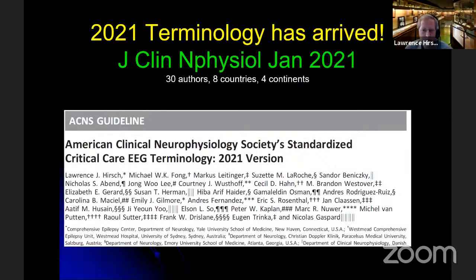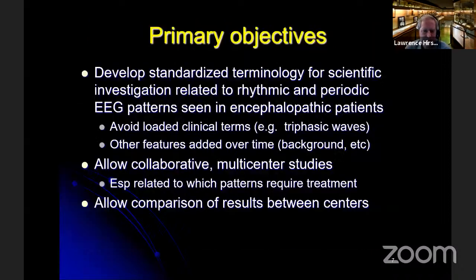Then coming to the present, the latest version, and you'll recognize a lot of the names. This one had 30 authors from 8 countries and 4 continents, and took many years to get together and many long meetings, including late at night and at weird hours. You can imagine trying to get everyone to agree on these terms and definitions is not easy. So this is the 2021 version. The primary objectives of all this are to allow proper communication, not only clinically, but for scientific investigation, with the ultimate goal of figuring out which patterns require treatment, which ones are harmful for the brain, and exactly how to manage these patients.